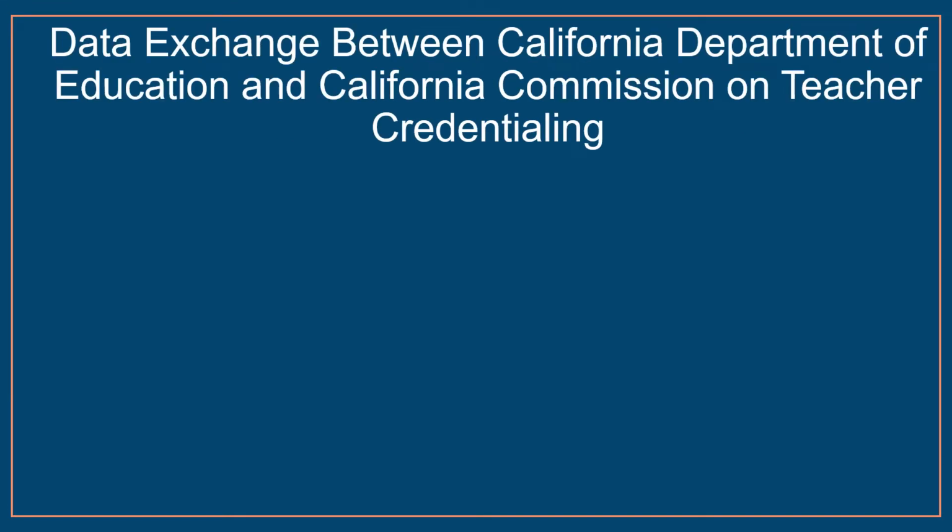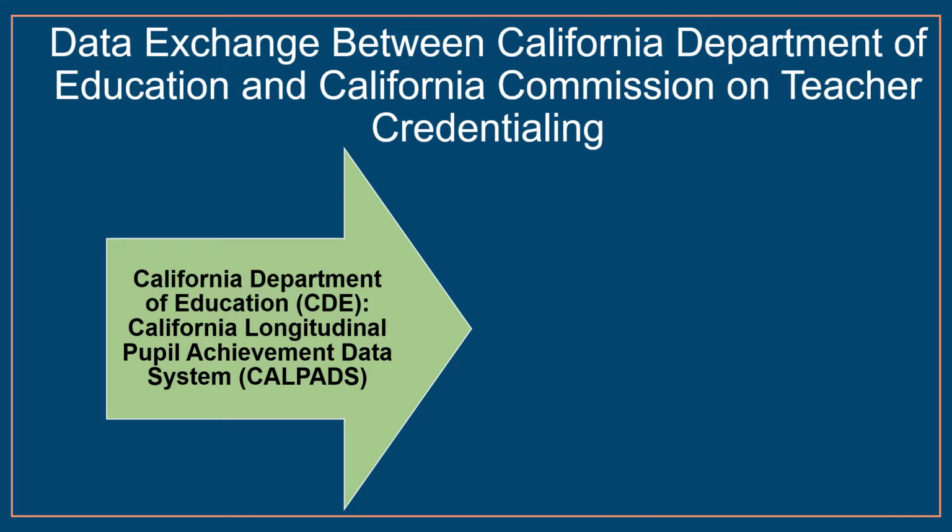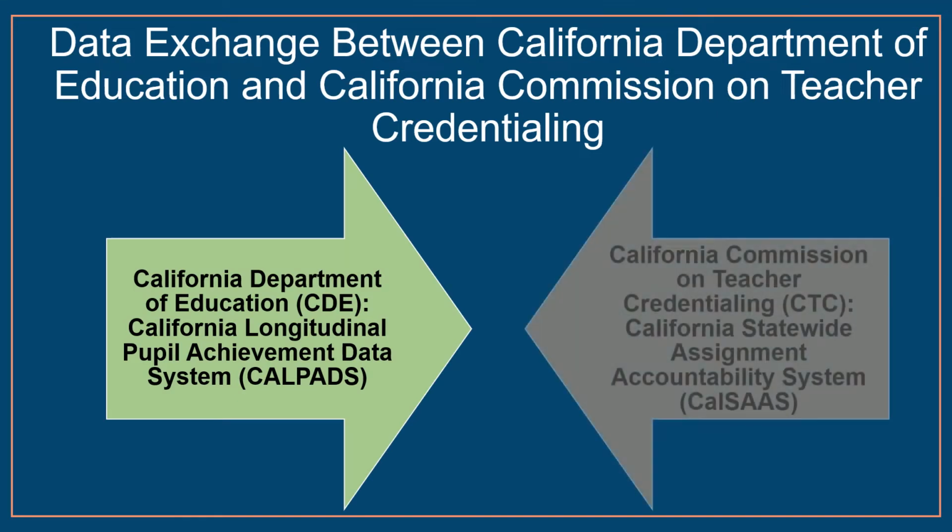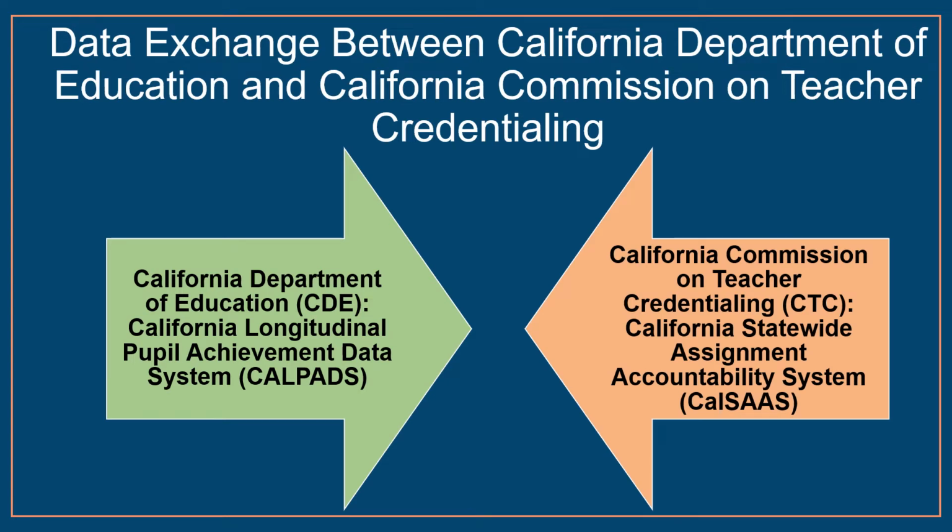It may be helpful to first understand how the data in the AMO reports are generated. The California Department of Education, or CDE, provides the Commission on Teacher Credentialing, CTC, with certificated staff assignment data that is submitted to the CDE through the California Longitudinal Pupil Achievement Data System, or CALPADS. These data are based on students enrolled on Census Day, which is the first Wednesday in October. The CALPADS staff assignment and course data are necessary for the CTC to annually determine the teaching assignment monitoring outcomes in the California Statewide Assignment Accountability System, or CalSAAS.